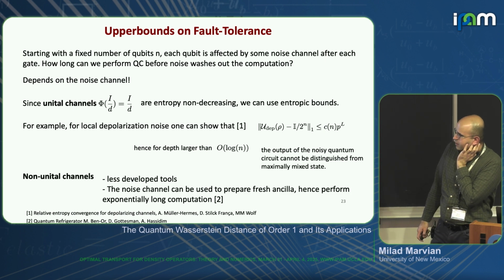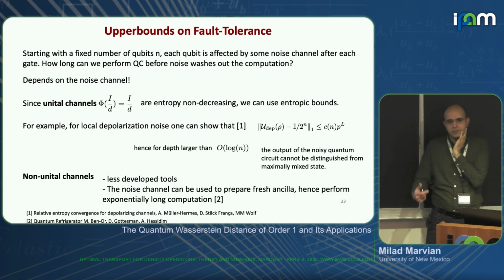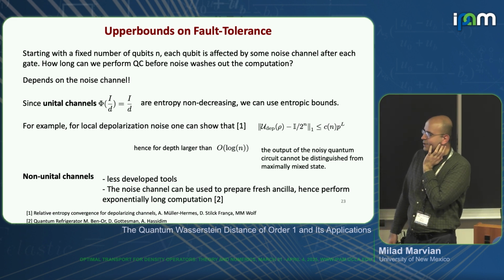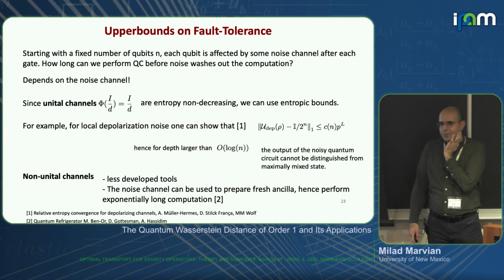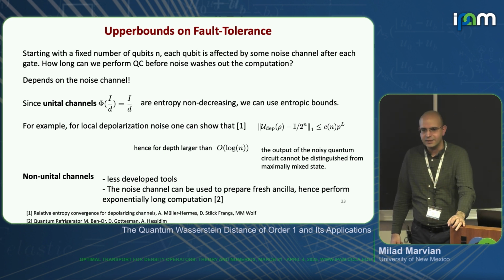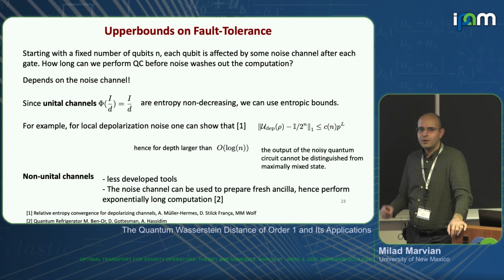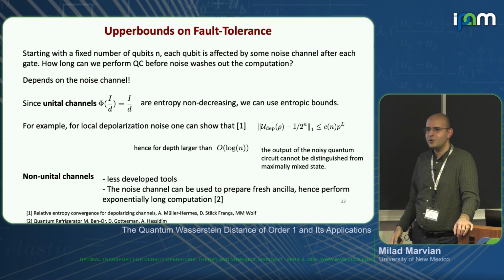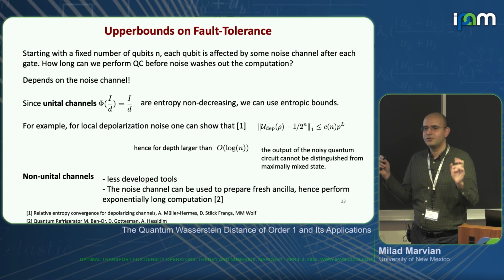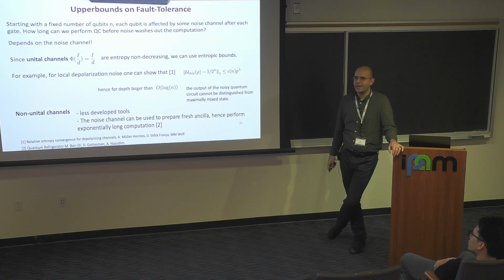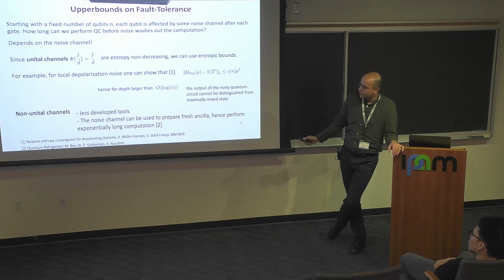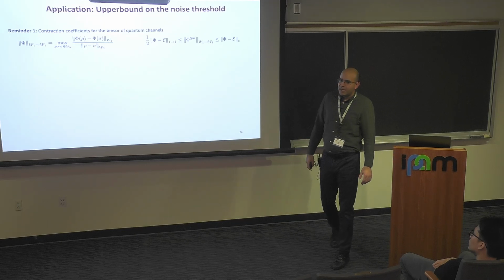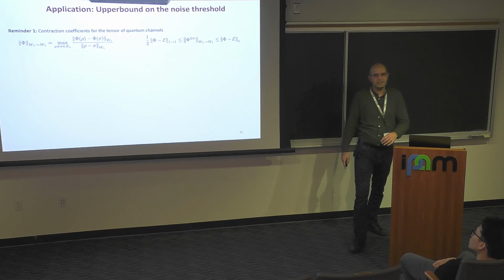But what about other channels? First of all, we don't have enough mathematical tools. And weird things can happen with non-unital channels. One interesting thing is that with non-unital noise, you can create ancillas in the middle of the computation and use them to correct errors as you go on. So you can show that you can use your quantum computer as a refrigerator to prepare ancillas and continue the computation.